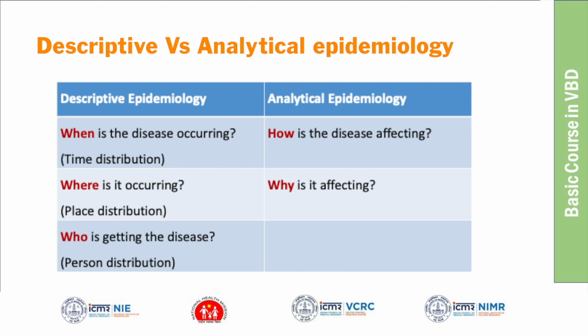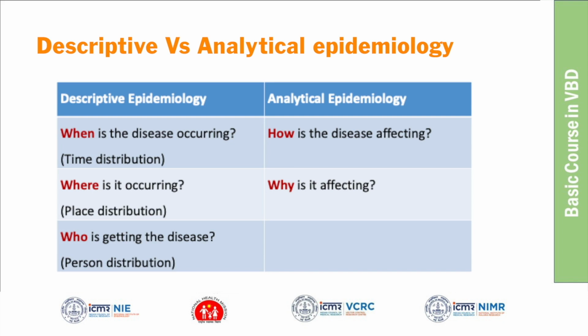So again, by reiterating, in descriptive epidemiology we are interested in when the disease is occurring, that is the time distribution. The second one is where it is occurring, that is the place distribution.